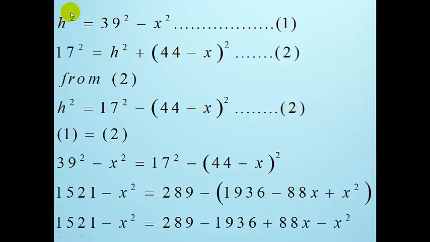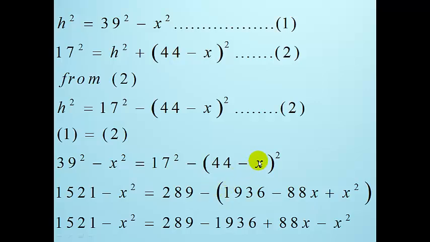Now from equation 1, h squared is equal to 39 squared minus x squared. And from equation 2, h squared is also equal to 17 squared minus (44 minus x) all squared. And so we equate equation 1 to equation 2 because h squared is the same on the left hand side of both equations. So by equating the right hand side, we have 39 squared minus x squared is equal to 17 squared minus (44 minus x) all squared. Now 39 squared is equal to 1521. So we have 1521 minus x squared is equal to 17 squared, which is 289, minus the bracket.